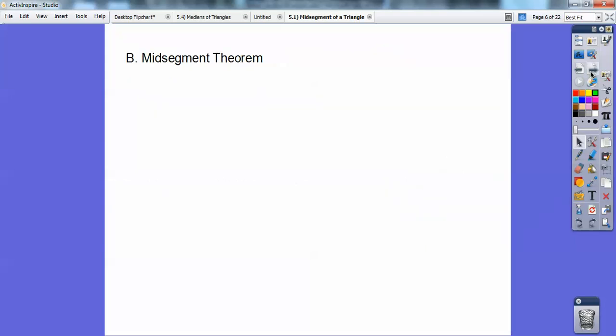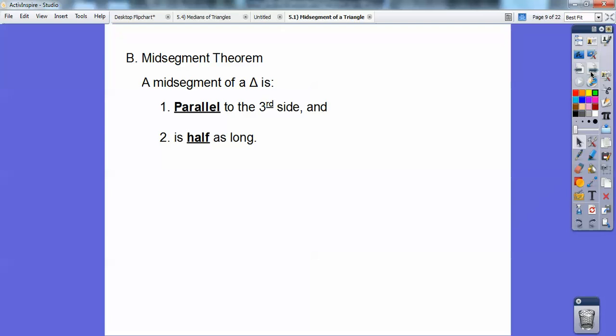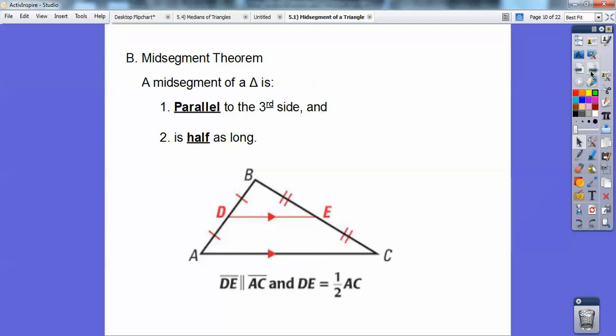Okay, the midsegment theorem says this: a midsegment of a triangle is parallel to the third side, always parallel to the third side, and it's always half as long. So here's a midsegment because these are midpoints because of the markings, and these are midpoints over here. DE is joining the midpoints. These arrows mean that it's parallel because the midsegment's parallel, and this is half the length of this. I like to say this: AC is twice the length of DE. I think it's easier so I don't have to deal with the fractions.